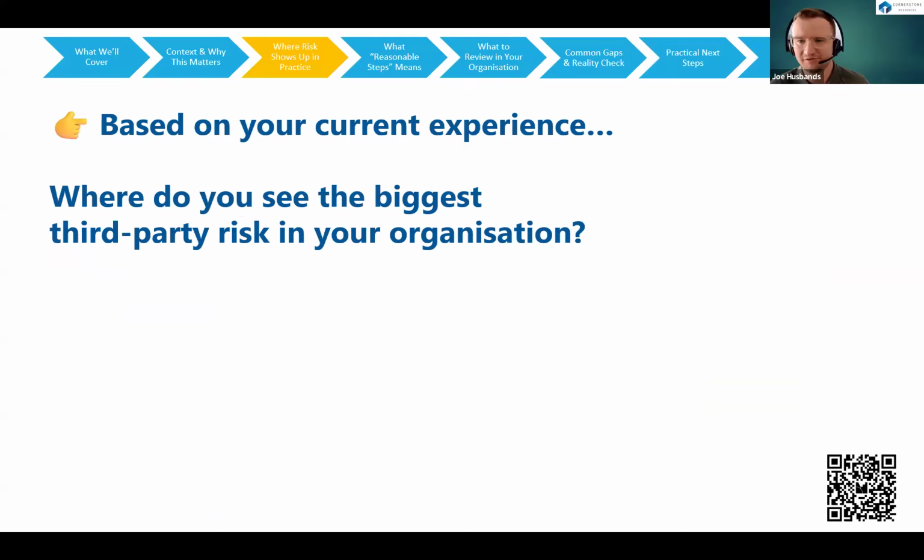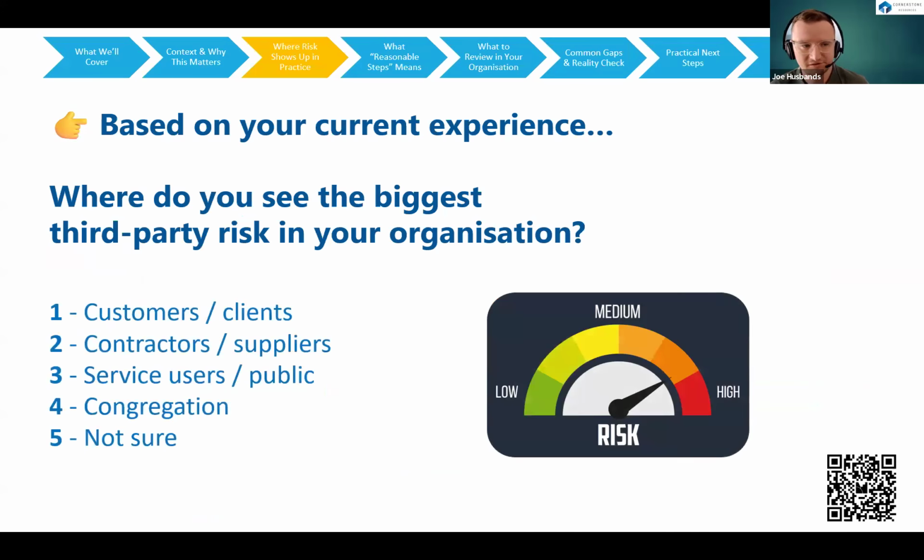But before we go any further, I just want to do a quick sense check, really. Based on your current experience, where do you see the biggest third-party risk in your organization? So I've got four answers on screen. It'll all be different for everyone, so I expect to see some mixed answers here. We just look at this list. What's true for you, really? What's the biggest risk in your organization?